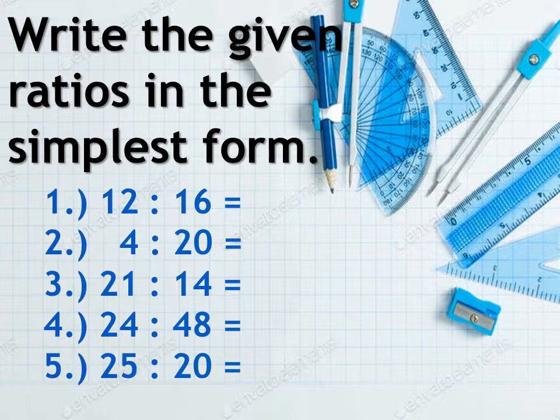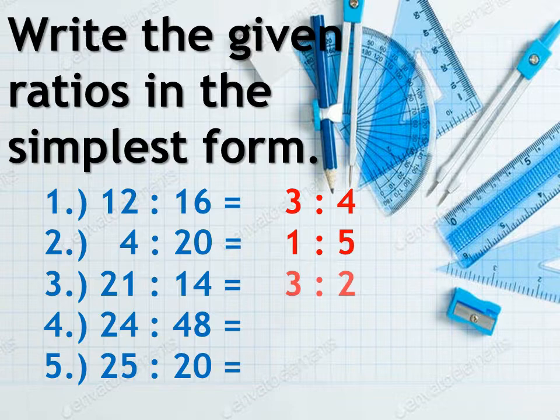Likewise, 12 to 16, both are divisible by 4. Finally, we can get the answer as 3 to 4. Right? The second one, 4 to 20. We can divide both terms by 4. Then you can get the answer as 1 to 5. Third one, 21 to 14. We can simplify these two. The answer is 3 to 2.